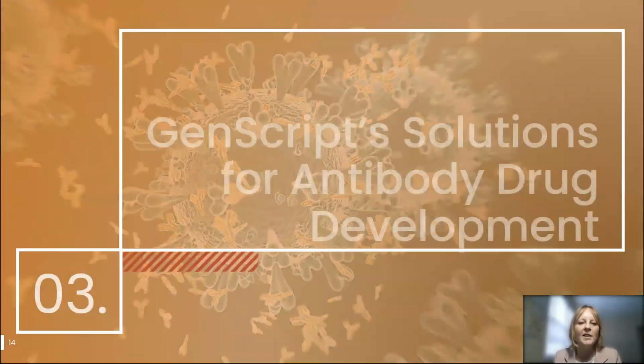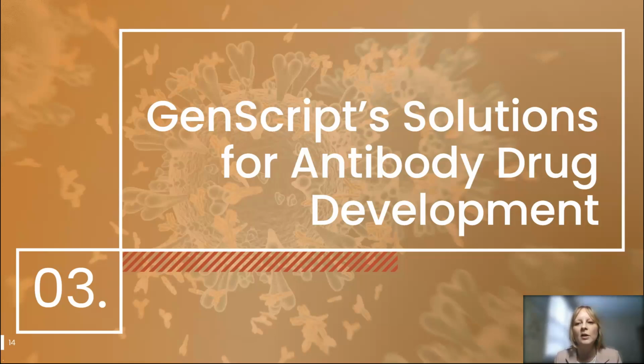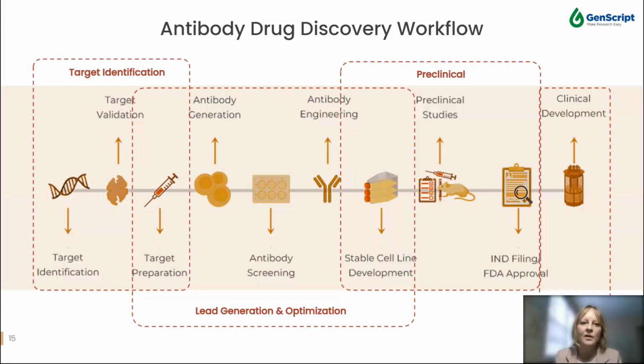So we'll go ahead and, based on that information, we'll talk about GenScript solutions for antibody drug development. And to start off, here I have a high-level overview of the workflow. This workflow in particular is based on the traditional hybridoma route just as a basis, but ultimately we've divided this into 4 development stages: target identification, lead gen and optimization, preclinical and clinical development.